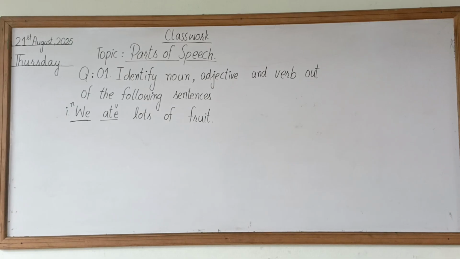Yeah, "lots of" is the adjective in this sentence. Also, "lots of" is a quantity, but it's also describing the amount of the food, so it can be considered an adjective, but we will be marking noun and verb in this. Okay, then the second sentence we have is: I don't like popcorns.